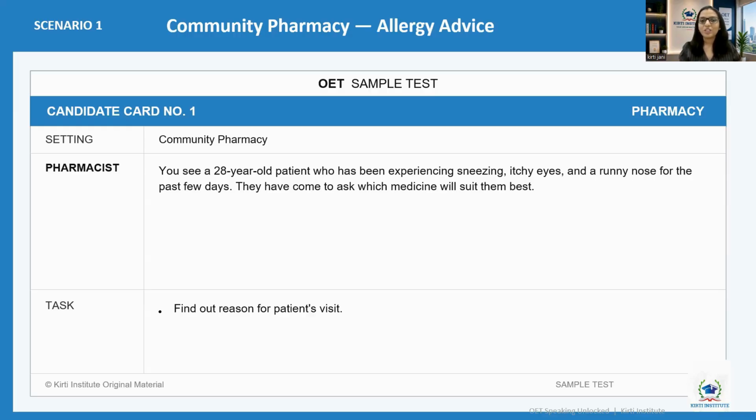Very simple, right? So we are about to meet a 28-year-old patient who has respiratory symptoms and is here to ask for help with medicine. And we need to identify, first of all, what is the reason for the patient's visit. Now consider this as a walk-in patient. Someone enters the pharmacy and you don't know who the person is or why they have come. So now we will introduce ourselves. We may get the introduction of the patient and then we will ask the reason for the patient's visit.